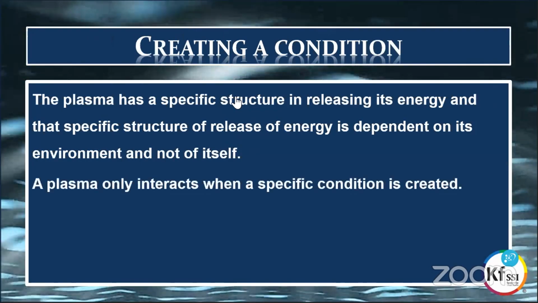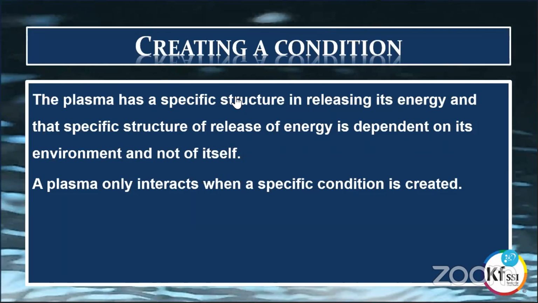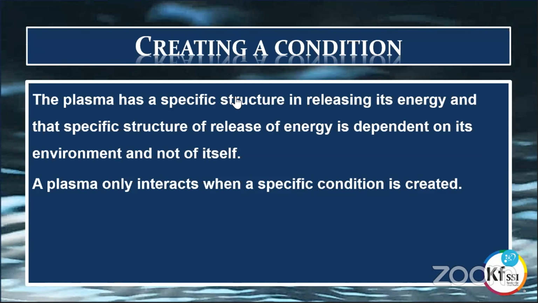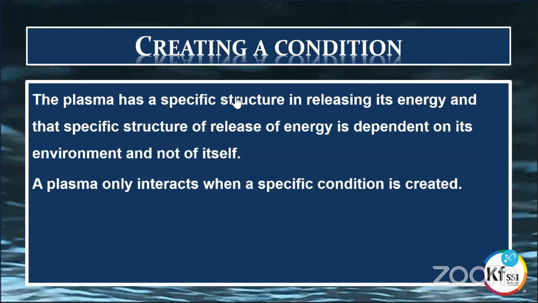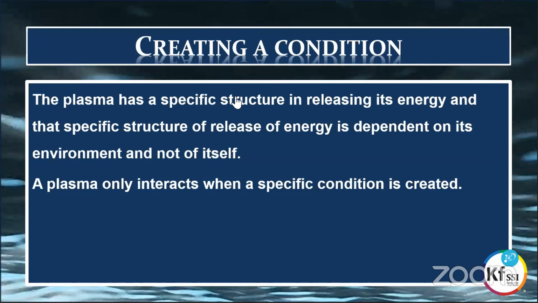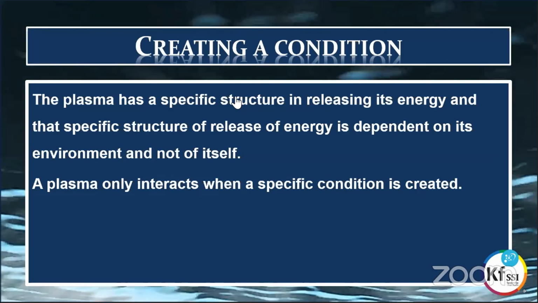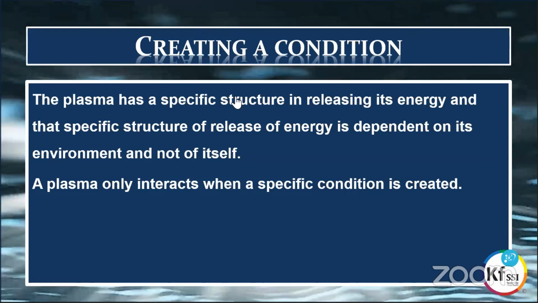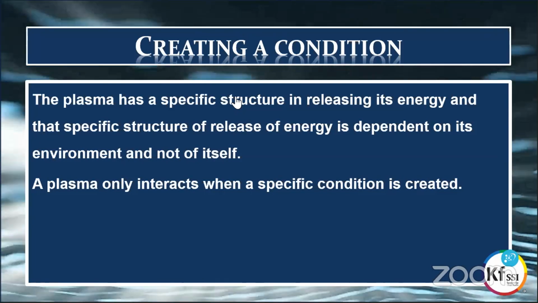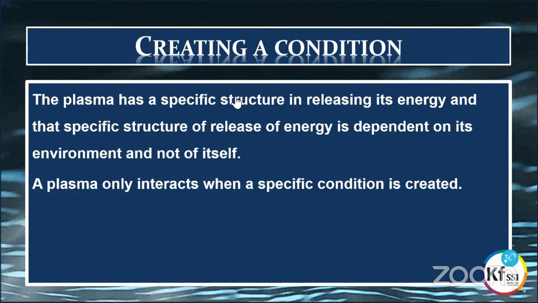So we have to understand, and what I'm hoping you got across, is that every time we do something different to this GaNs, we are creating a different condition. The plasma has a specific structure in releasing its energy, and that specific structure of release of energy is dependent on its environment and not of itself. It's where we put this GaNs, whether it's in the wet GaNs form or the dried GaNs, or mixing with water, alcohol, or even adding a bit of salt solution to our GaNs, is all going to have different effects on that GaNs in terms of its release of its energy.